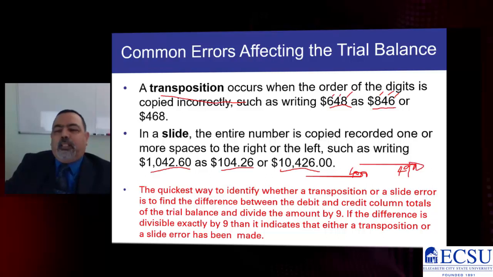So what happened is now there is a difference of 900. That is what I call the difference between a debit and credit. Now what you do is you try to divide by that 9, and it is divisible by 9. If the difference is exactly divisible by 9, then it indicates either a transposition or a slide error. Now you have to go back to the numbers and really check whether you have transposed. Now this is going to be a tedious process, of course.